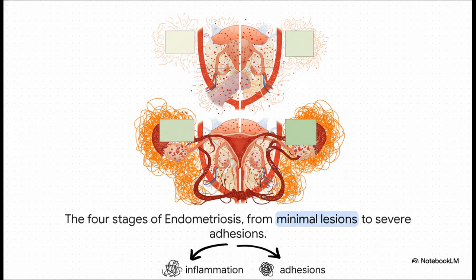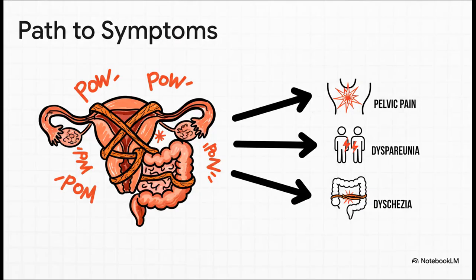As you can see, the disease progresses from these tiny little lesions in stage 1 all the way to thick, dense adhesions in stage 4 that can completely distort the anatomy of the pelvis. So you can draw a direct line from that pathophysiology, that constant inflammation and those sticky adhesions, to the classic symptoms. The chronic inflammation causes chronic pelvic pain. Adhesions can cause dyspareunia, or painful intercourse, and dyschezia, which is pain with bowel movements. And those same adhesions can physically block the fallopian tubes, which is a direct cause of infertility.